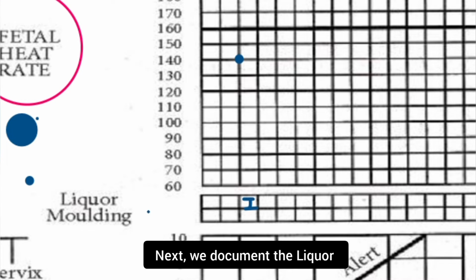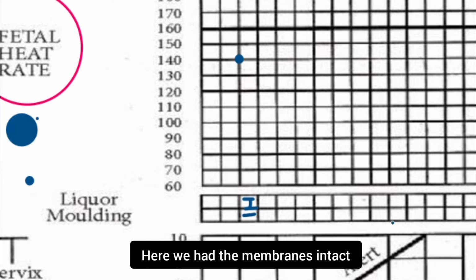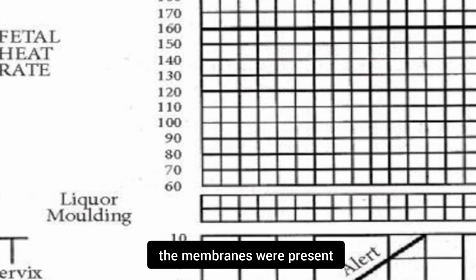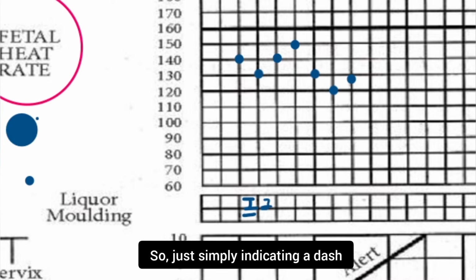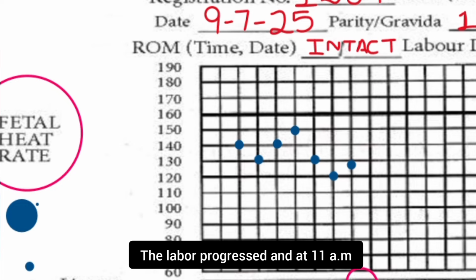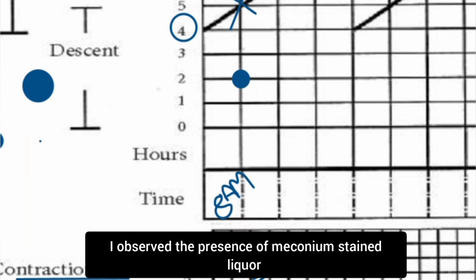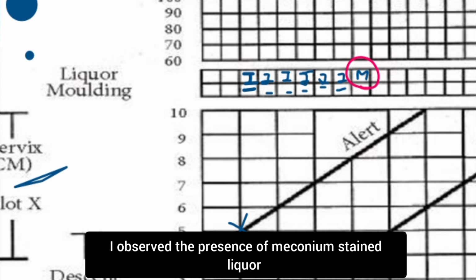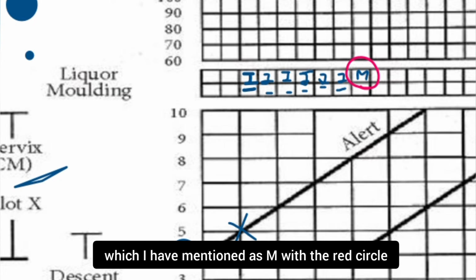Next we document the liquor. Here we had the membranes intact, so I am going to just put an I, and the molding cannot be further assessed as the membranes were present. So just simply indicating a dash, and further this monitoring was continued. The labor progressed, and at 11 am I observed the presence of meconium stained liquor, which I have mentioned as M with the red circle.